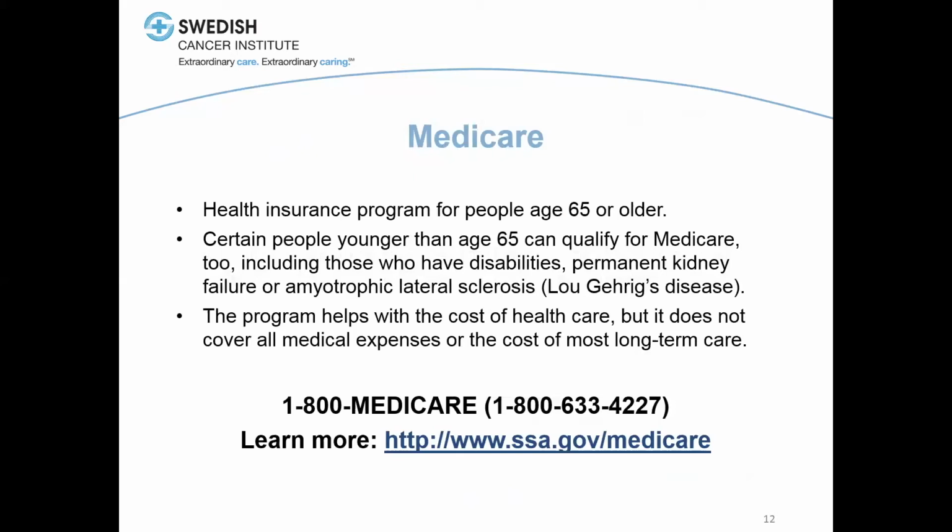Some people qualify for both Medicare and Medicaid. Medicare is financed in part by payroll taxes paid by workers and their employers, and in part by monthly premiums deducted from Social Security checks. Medicare is a health insurance program for people age 65 or older. Certain people younger than age 65 can qualify for Medicare too. The program helps with the cost of health care, but it does not cover all medical expenses or the cost of most long-term care. The contact information for Medicare is also listed on this slide.